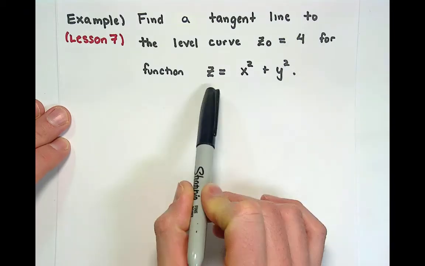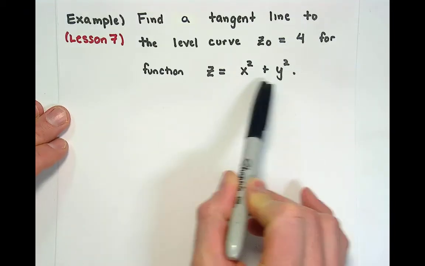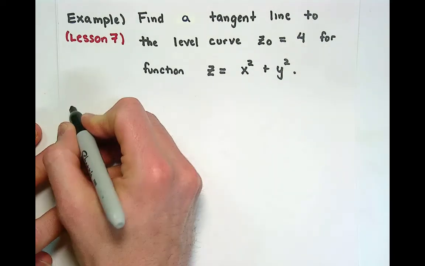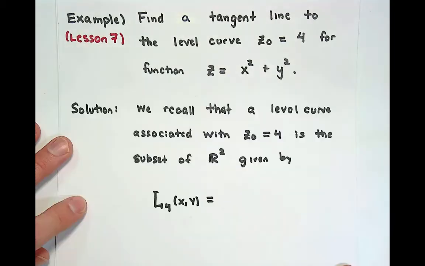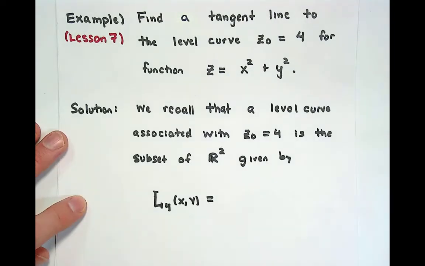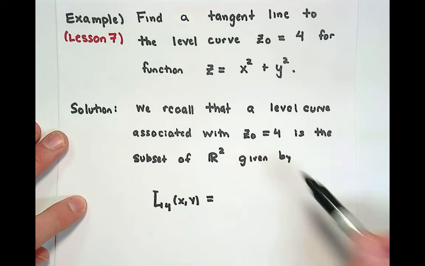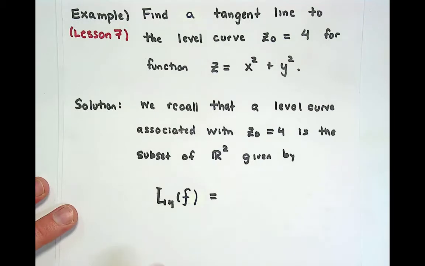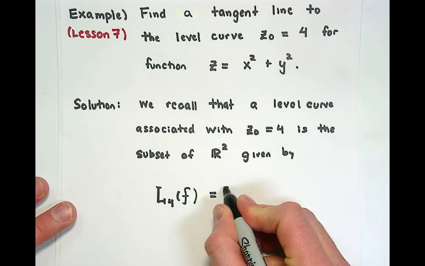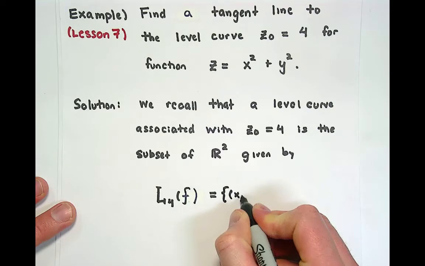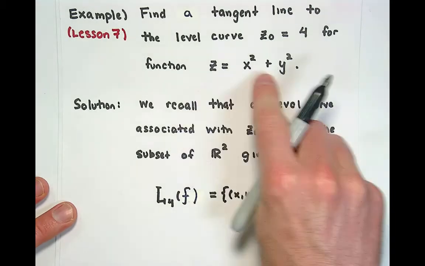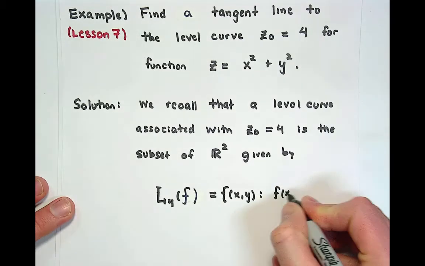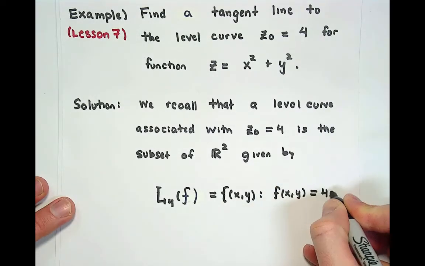In this example, let's find the tangent line to the level curve z0 equal 4 for the function z equals x squared plus y squared. We begin this problem by recalling what a level curve is. We recall that a level curve associated with the constant z0 equal 4 is the subset of R2 given by L sub 4 of f, which is the collection of all input points to our function such that f of x comma y equal 4.